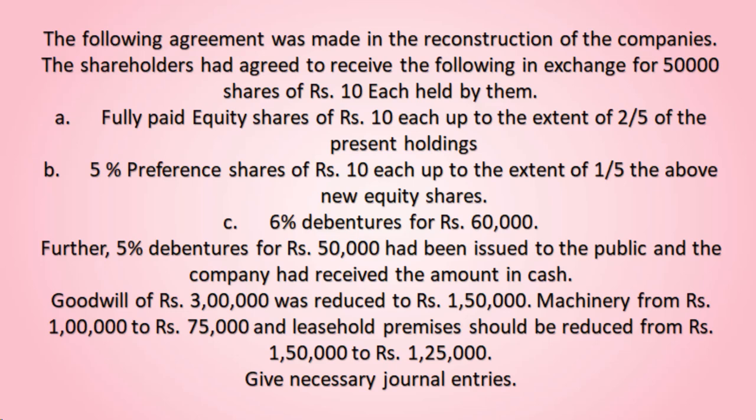A. Fully paid equity shares of rupees 10 each up to the extent of 2/5 of the present holdings. B. 5% preference shares of rupees 10 each up to the extent of 1/5 of the above new equity shares. C. 6% debentures for rupees 60,000. Further, 5% debentures for rupees 50,000 had been issued to the public and the company had received the amount in cash. Goodwill of rupees 3 lakh was reduced to rupees 1,50,000, machinery from rupees 1 lakh to rupees 75,000, and leasehold premises reduced from 1,50,000 to rupees 1,25,000. Give the necessary journal entries.